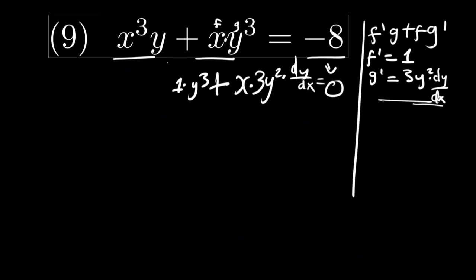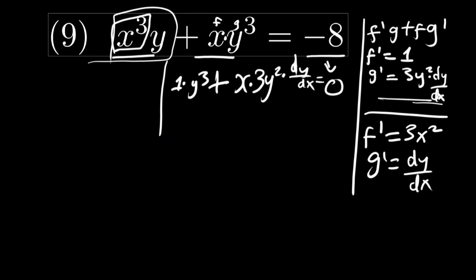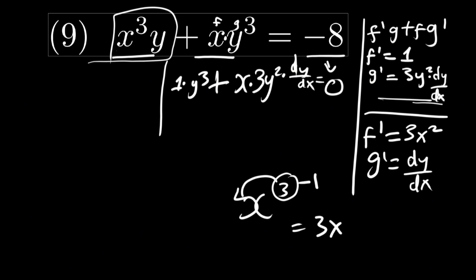So now, we will also find the derivative of this here. We will use the same product rule. So we have here f as x cubed, and we have y as g. Let us find f dash. Let us find g dash. So f dash will be 3x squared and g dash will be dy over dx, because the derivative of x cubed by using power rule is 3x squared, because when you have x cubed like this, we'll take 3 and multiply it here, and then you subtract 1 from the power, which will give you 3x squared, and the derivative of y is dy over dx.